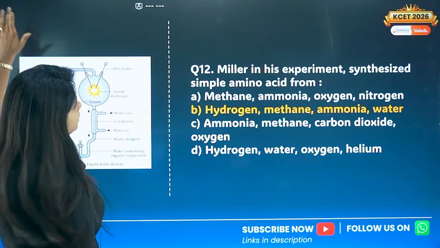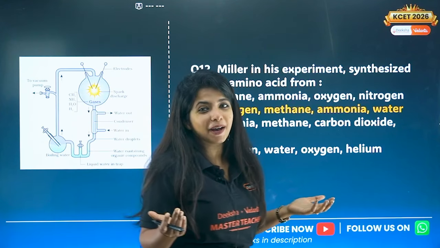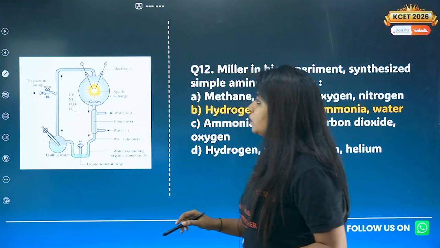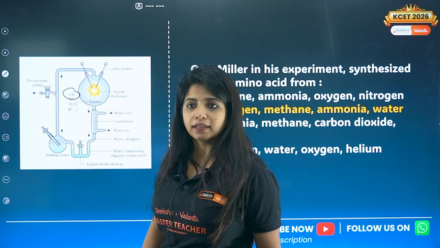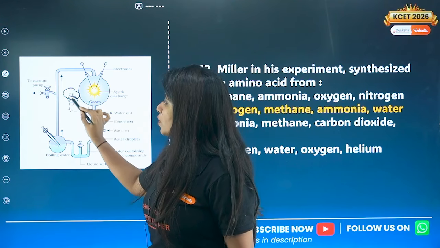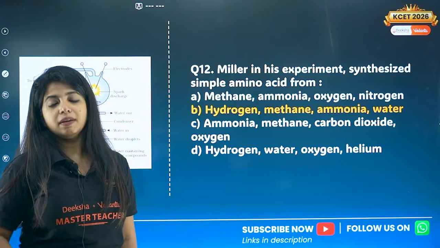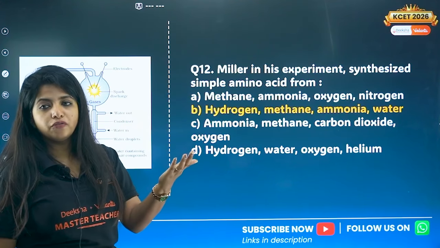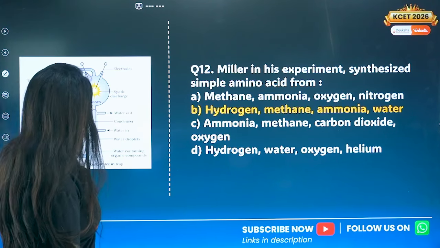Now going ahead, Miller in his experiment synthesized simple amino acids from. So how did he get simple amino acids? By doing a simple experiment which is known as Miller's experiment, right? What all did he use? As you can see over here in this particular picture, CH4 is methane, and NH3 is ammonia. H2O is water vapor. Okay, you can remember like that. So over here H2O is the vaporized form of water, and my dear children, hydrogen is also being used, that is H2. So these are the few things that you need to remember.